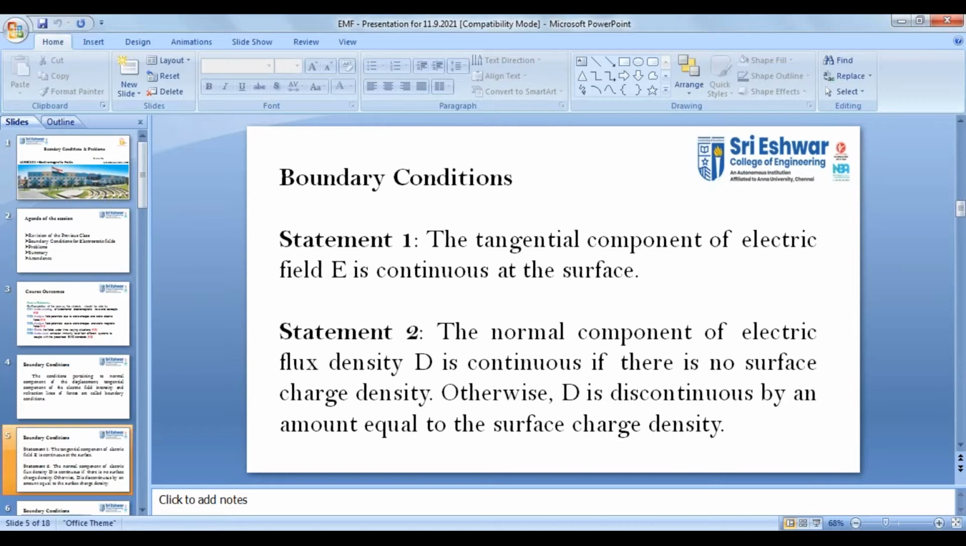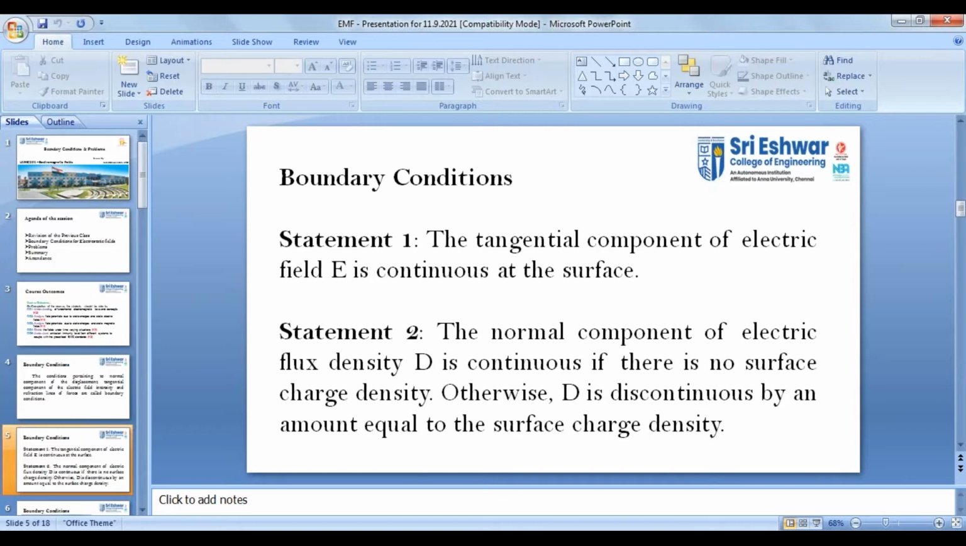Statement 2: the normal component of electric flux density, or I can say displacement density, capital D, is continuous if there is no surface charge density. So if there is no surface charge density in the assumed geometry, the normal component of electric flux density will become continuous. But if there is some surface charge density, then D is not continuous, or D is discontinuous. Otherwise, D is discontinuous by an amount equal to the surface charge density itself.